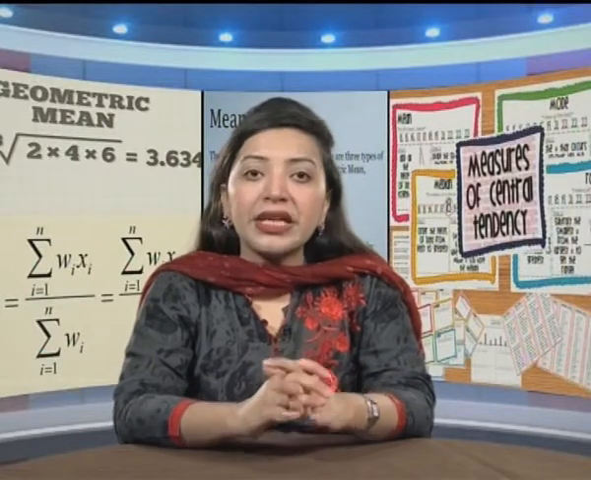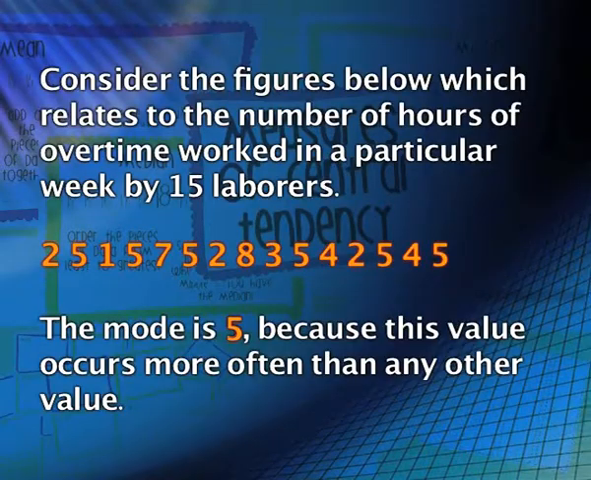The mode is defined simply as that value in the data set which occurs most often, that is, has the highest frequency. For example, consider the figures below, which relate to the number of hours of overtime worked in a particular week by 15 laborers. So we have these 15 laborers and the hours are 2, 5, 1, 5, 7, 5, 2, 8, 3, 5, 4, 2, 5, 4, 5.